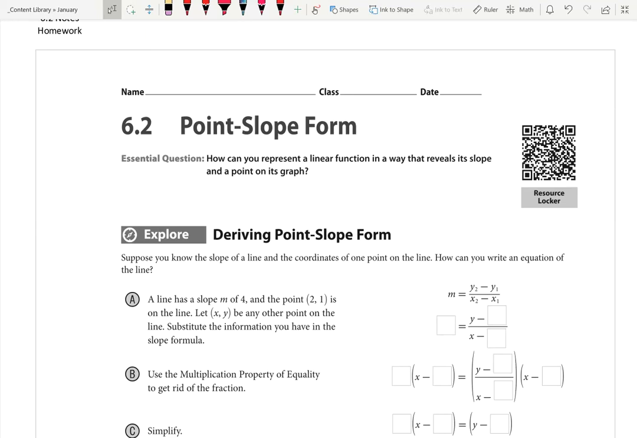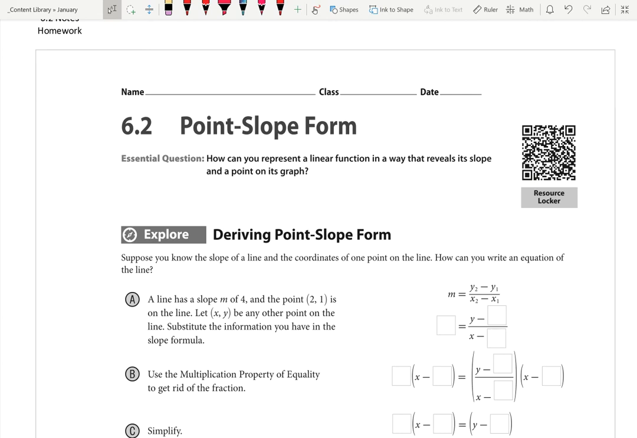Okay, so we're moving on from section 6.1. We're moving on to section 6.2, which is point slope form. Now, point slope form is very similar to slope intercept form. In fact, they're the same thing, just laid out differently.